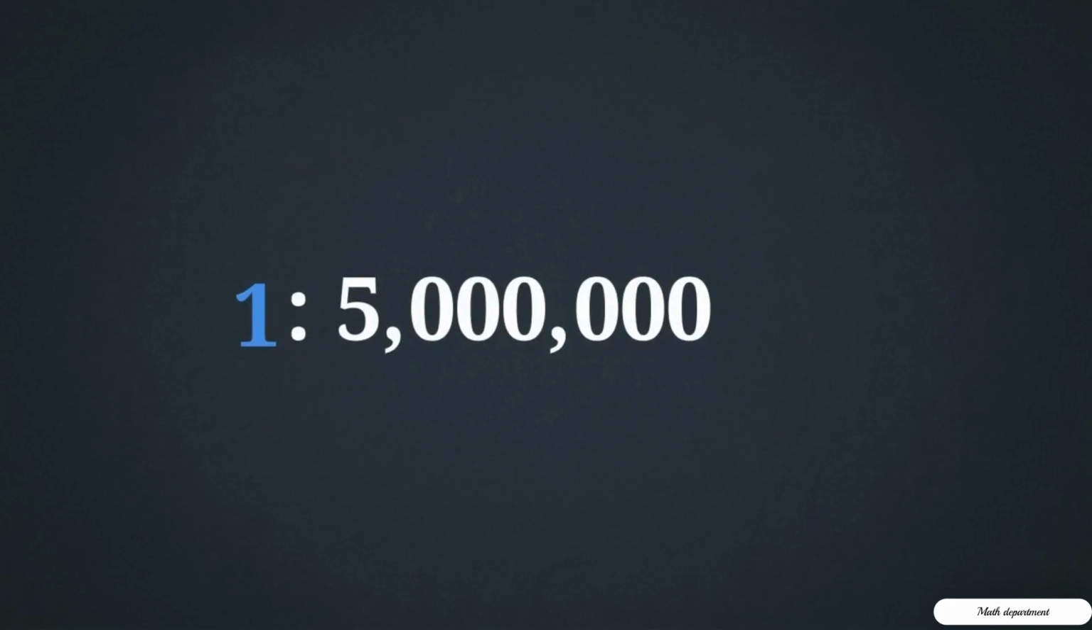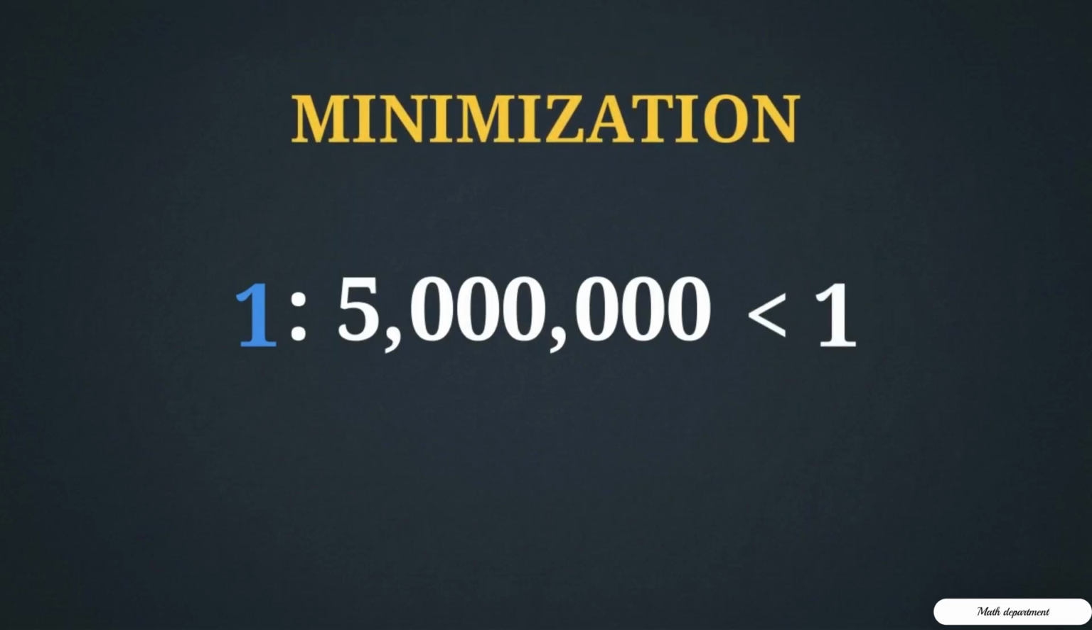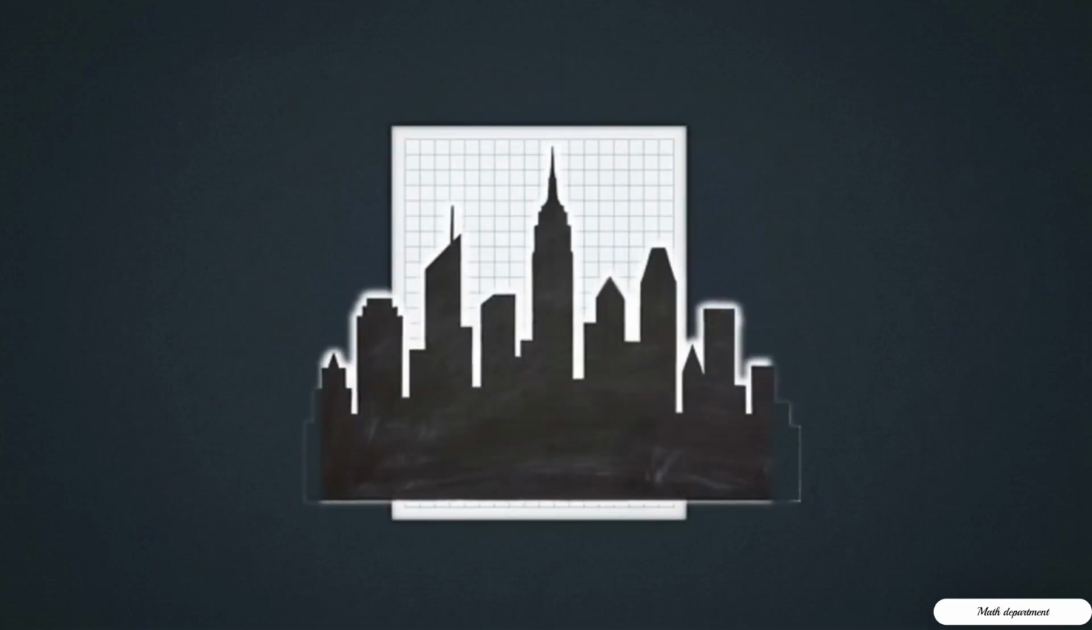Whenever the first number in your ratio is a 1, making the overall value less than 1, you are dealing with minimization. You are actively shrinking reality to fit the page.